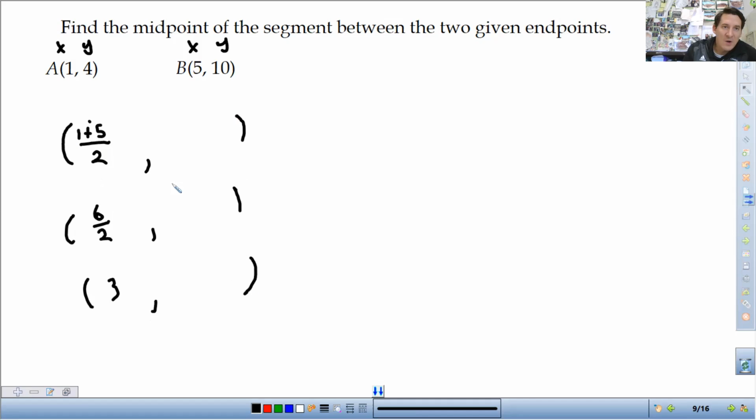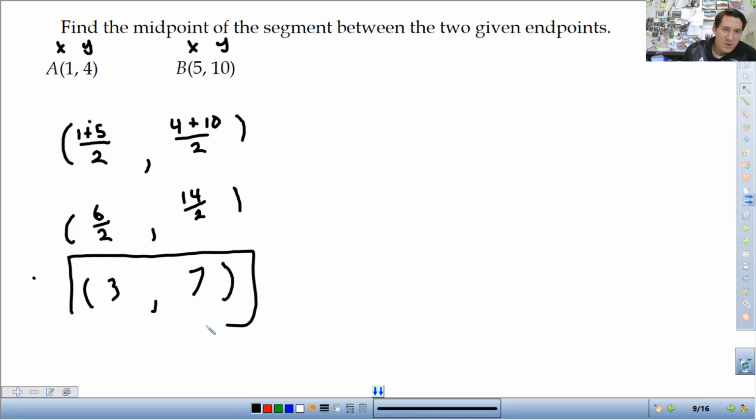Now I'm going to do the y coordinate. 4 and 10. So 4 plus 10 divided by 2. 4 plus 10 is 14. Divided by 2 is 7. So the midpoint is 3, 7.